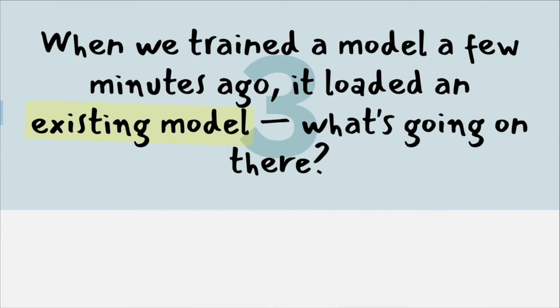Number 3, when we trained a model a few minutes ago, it loaded an existing model. If you had looked at the console log on that Teachable Machine, it would have said something like loading the model, it's ready, it's all set to go. But we were training a model, so how exactly does that work? This is one of the great things about machine learning, this concept of transfer learning. When you create a model that's good at something, you can retrain it and continue to train it with more data to focus it in on something to make it better.